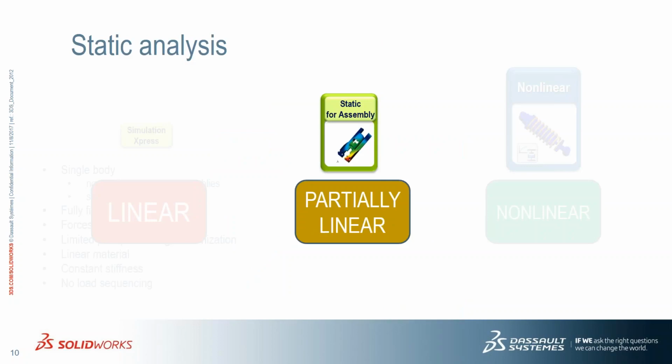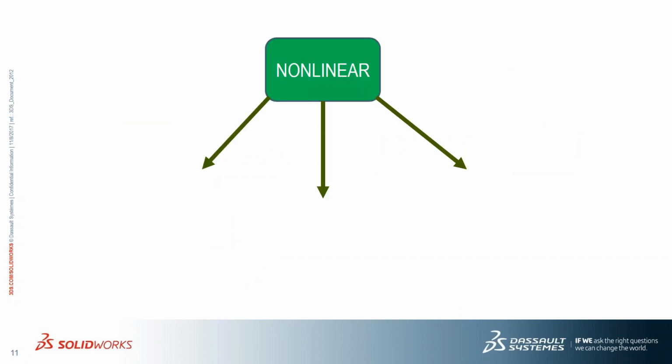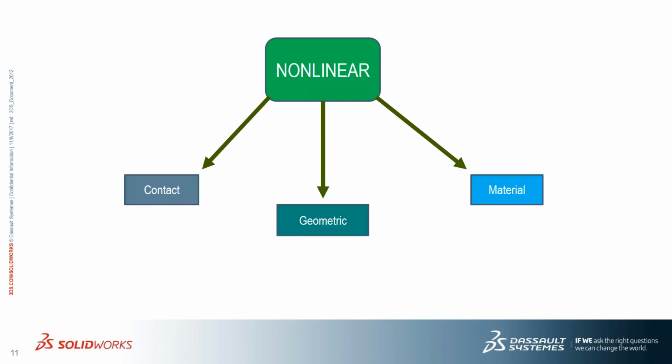So when we say something is partially linear, what do I mean by that? Well, really, I mean we can account for some nonlinearities and not others. There are three primary types of nonlinearities that we need to talk about: contact nonlinearity, geometric, and material. So, discussing these, I'll show some animations of each to really clarify.